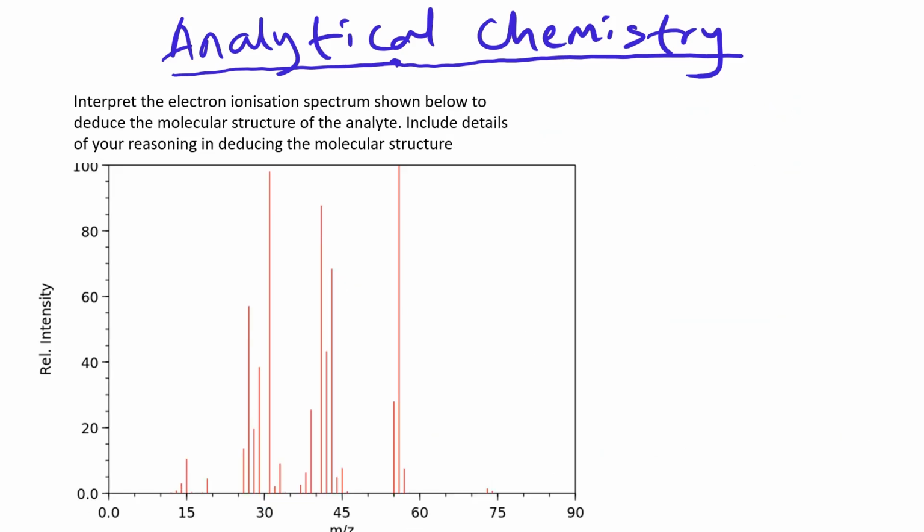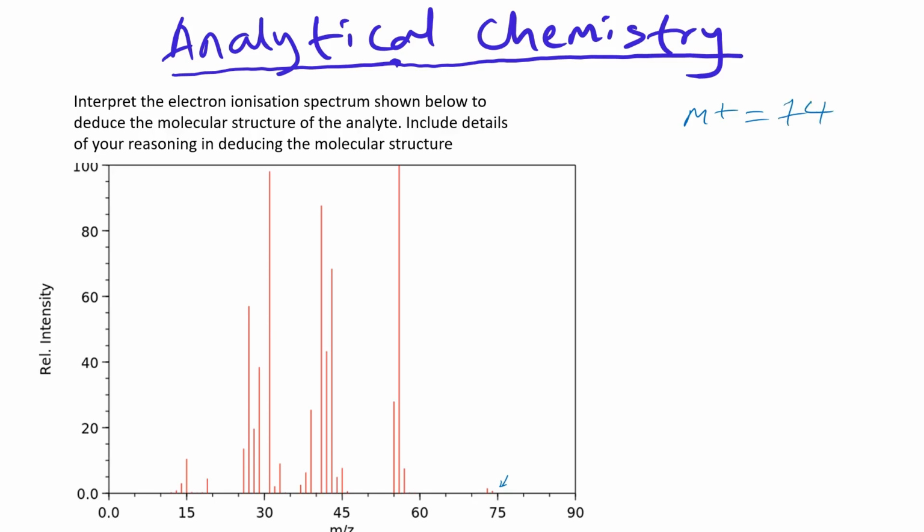So let's look at this question. We are to do the same thing: interpret the mass spectrum and deduce the molecular structure of the analyte. While doing that, you also have to include your reasoning, how you came to your conclusion. The first thing to do is to look at the molecular ion, the M plus. Our M plus is the last peak here, which is 74.